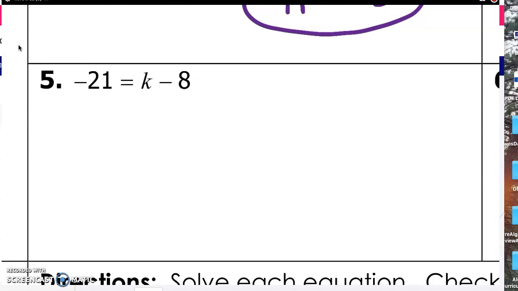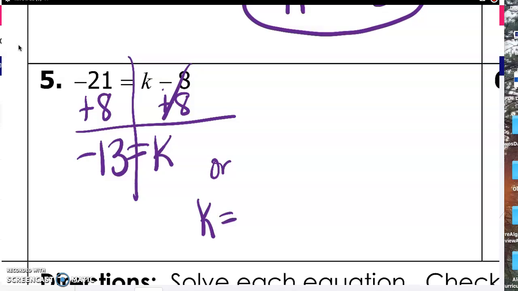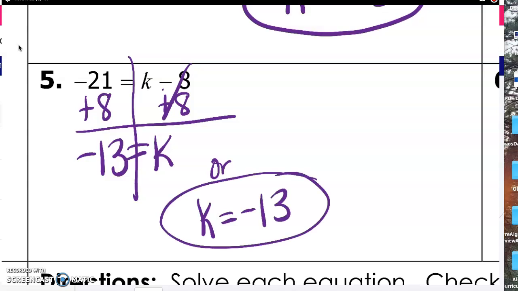Number 5. Again, if you don't like how it looks, you can rearrange it, or you can leave it how it is. What we should realize is it's minus 8, so to get rid of minus 8, I need to plus 8 and plus 8. This would give us negative 13 equals k. Or if you would like to flip it around, you can put k equals negative 13. I prefer to have the variable on the left-hand side, but it's up to you.